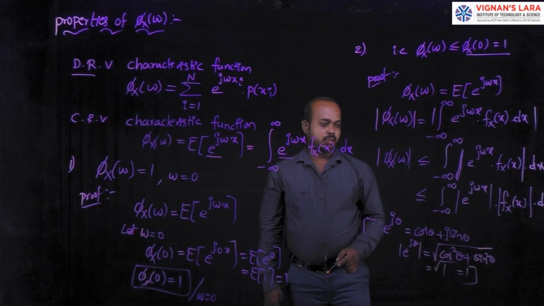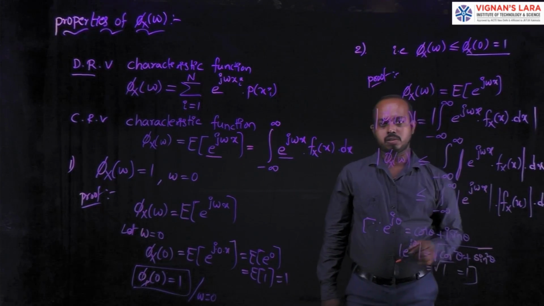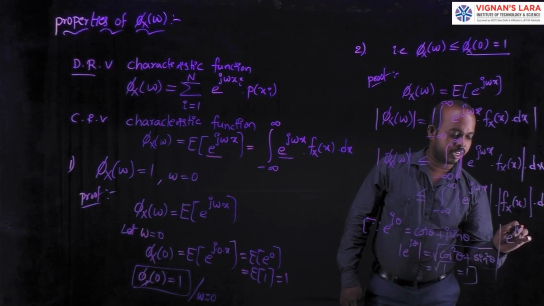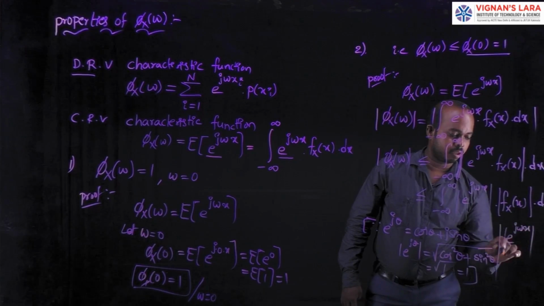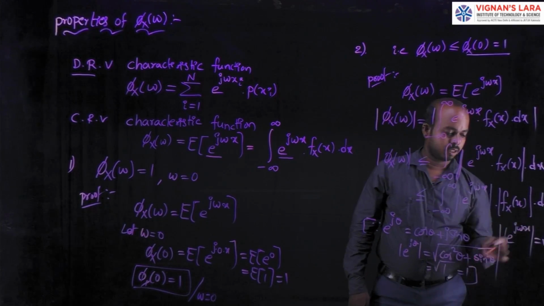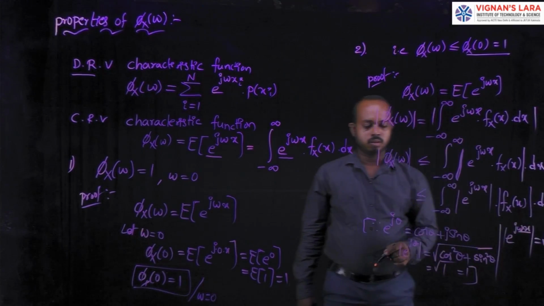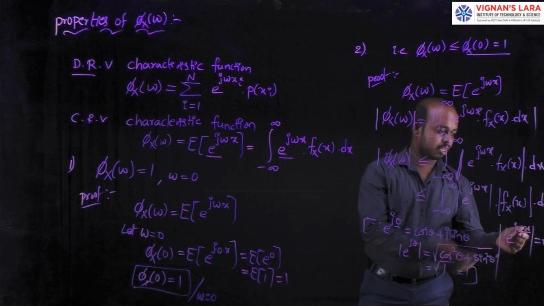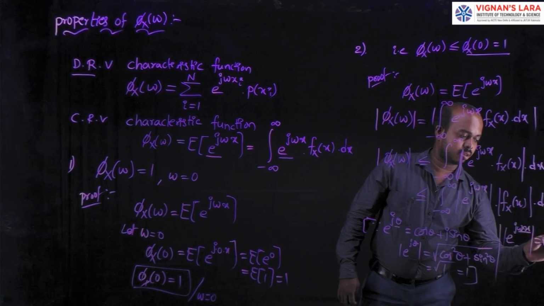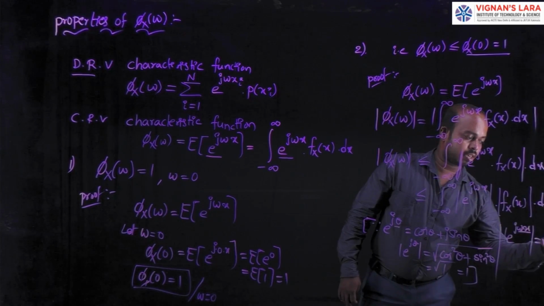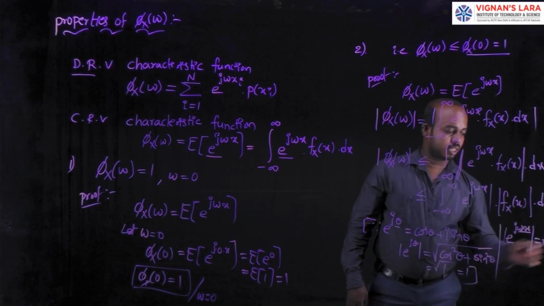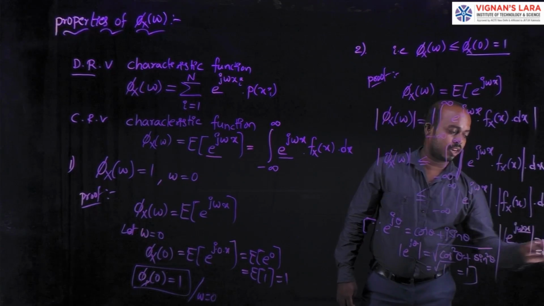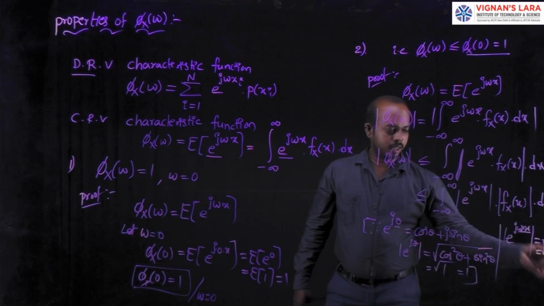According to this property, we can write the magnitude of e power j omega x as the square root of cos square omega x plus sine square omega x, where theta is equal to omega x. Both obey the first trigonometric axiom, so the quantity is 1. We can substitute this quantity in the equation.